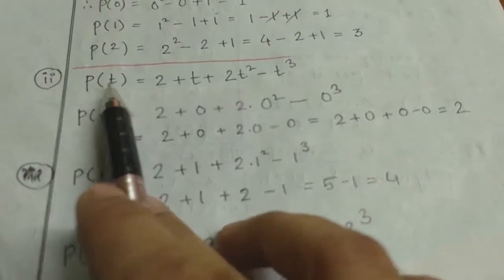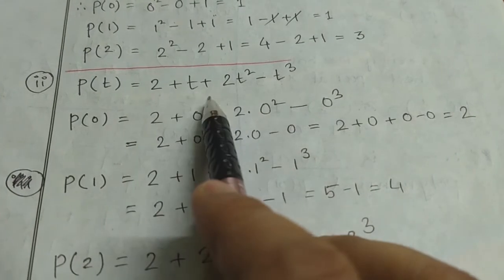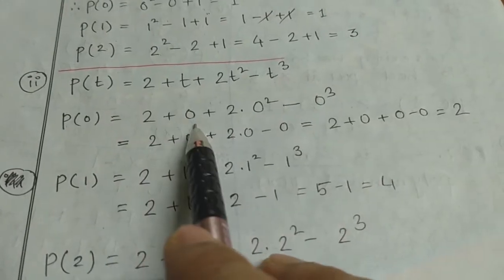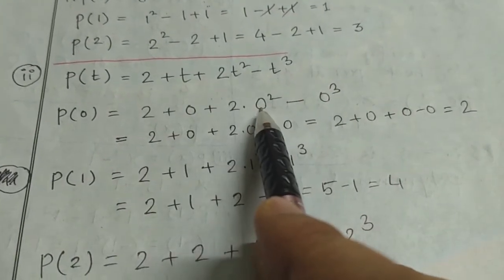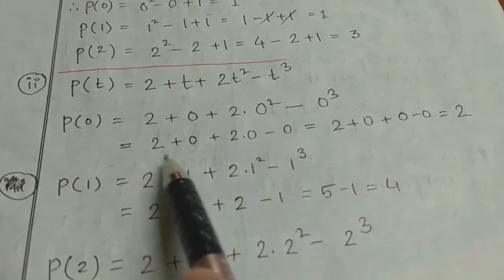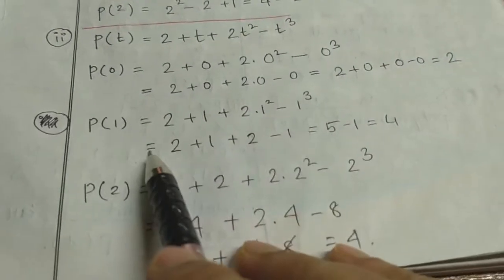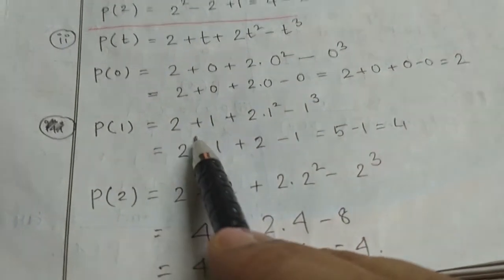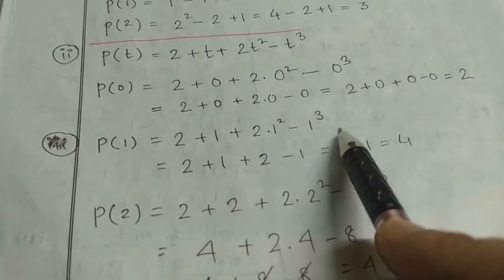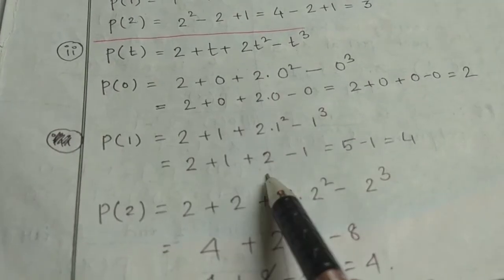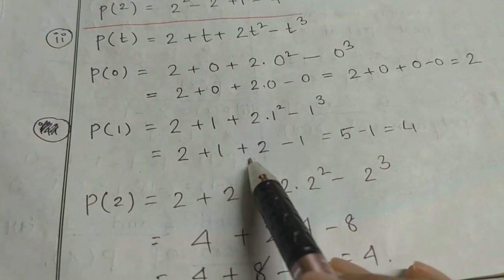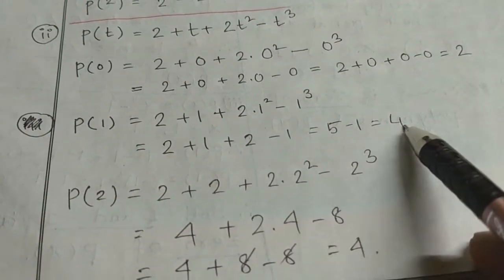Next, part 2. Question is p(t) equal to 2 plus t plus 2t square minus t cube. So p(0) will be 2 plus t, replacing t with 0, plus 2 into 0 square minus 0 cube. So you can see this will be 0, 2 into 0 is 0. So ultimately the answer will be 0. p(1): replacing t with 1, 2 plus 1 plus 2 into 1 square minus 1 cube. 2 plus 1 is 3, 2 into 1 square is 2 because 1 square is 1, 1 cube is 1. So 3 plus 2 is 5, 5 minus 1 is 4.